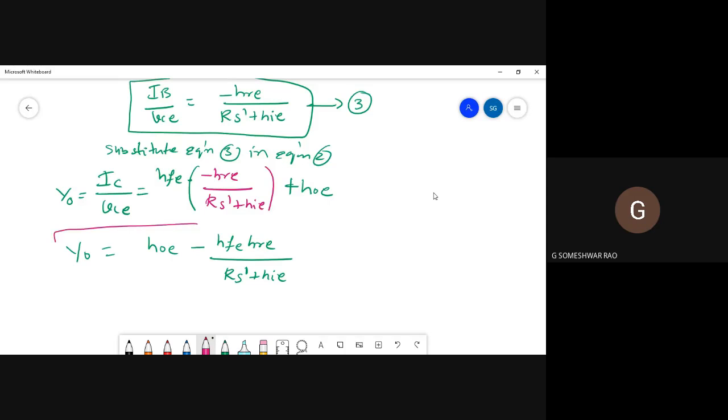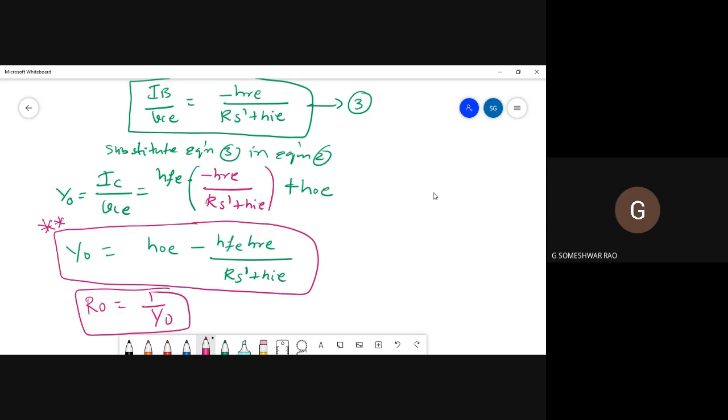Very, very important. If I have the output admittance expression, then we can derive the expression for R naught. What is R naught? Just 1 by Y naught. So 1 by this one, if you do it now, you are going to get R naught, which is nothing but the output resistance or output impedance. Strictly speaking, when you are doing AC analysis, you have to say output impedance.